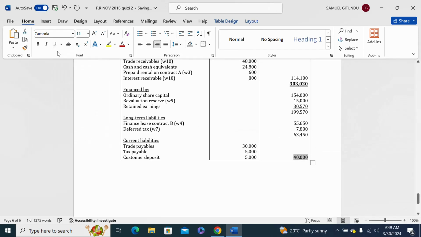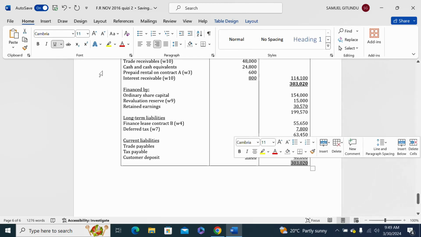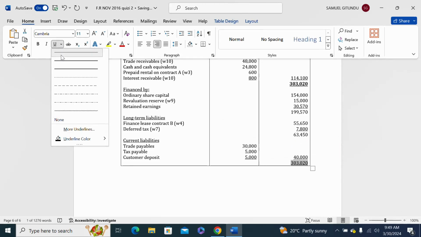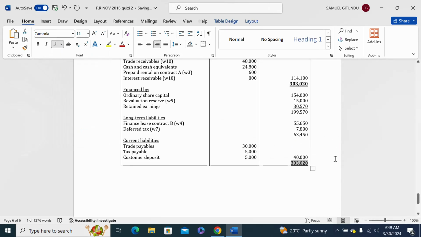So we get the total of equity and liabilities, that is 199,570 plus 63,450 plus 40 million. And if we do this, I'm getting 303,020. And as you can see, our statement of financial position has balanced.